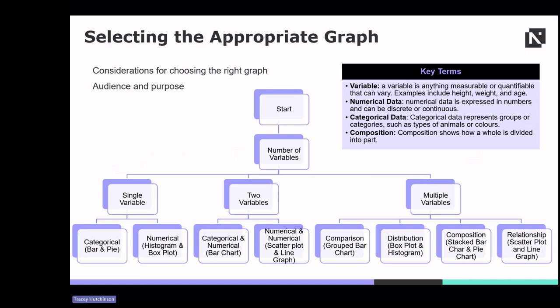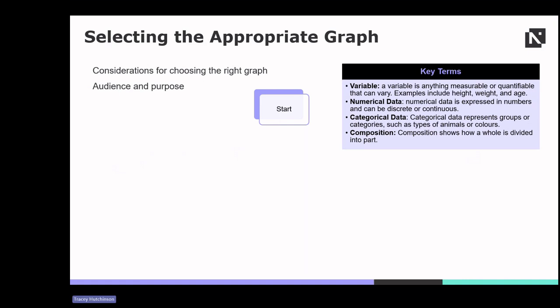Selecting the appropriate graph depends on the type of data you have and the message you want to convey. Consider your audience and the purpose of your presentation. Ensure the graph is simple, clear, and effectively communicates your data.